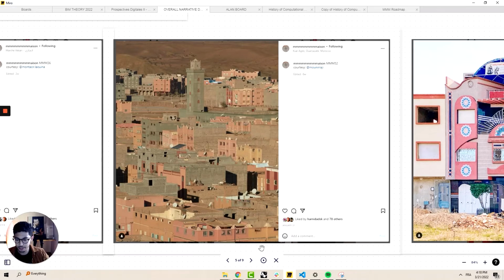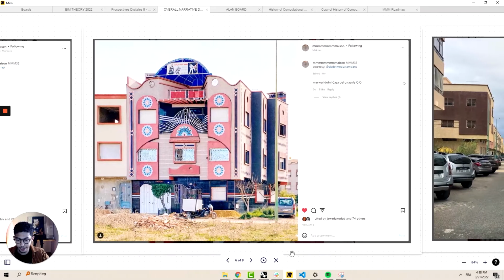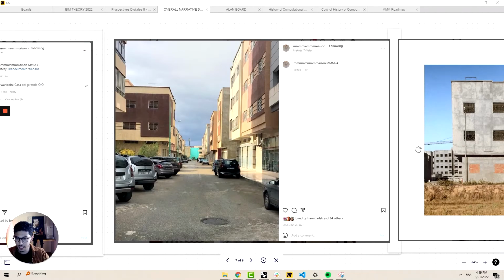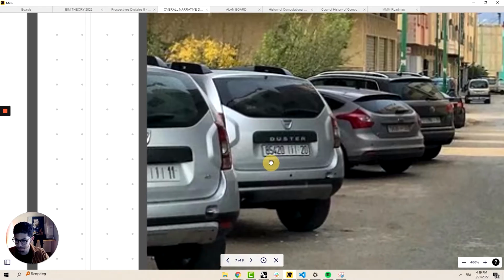For example, this is near the desert, and this is a more eclectic one, dependent on the taste of the owner, which in this case is really full of symbolism. This image, for example, was taken in a suburban area where we can see the repetitive elements that we can find in these types of homes, and also even in cars sometimes.